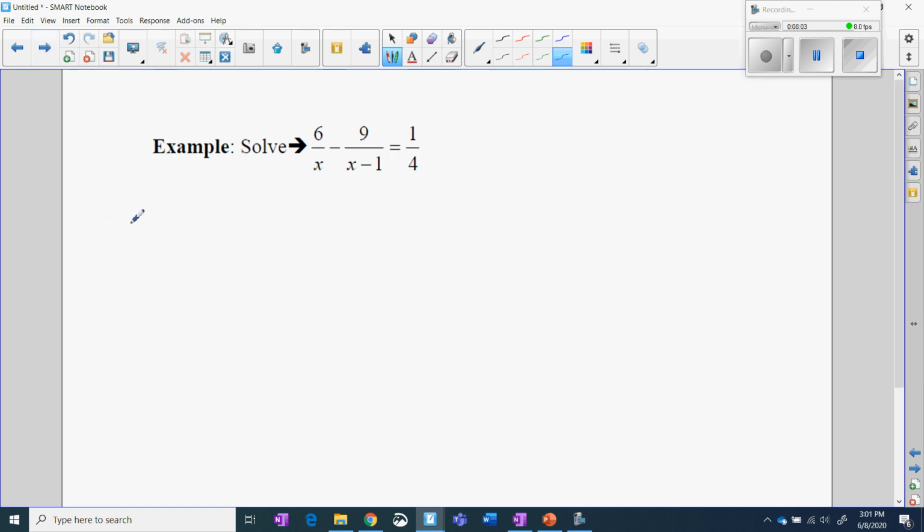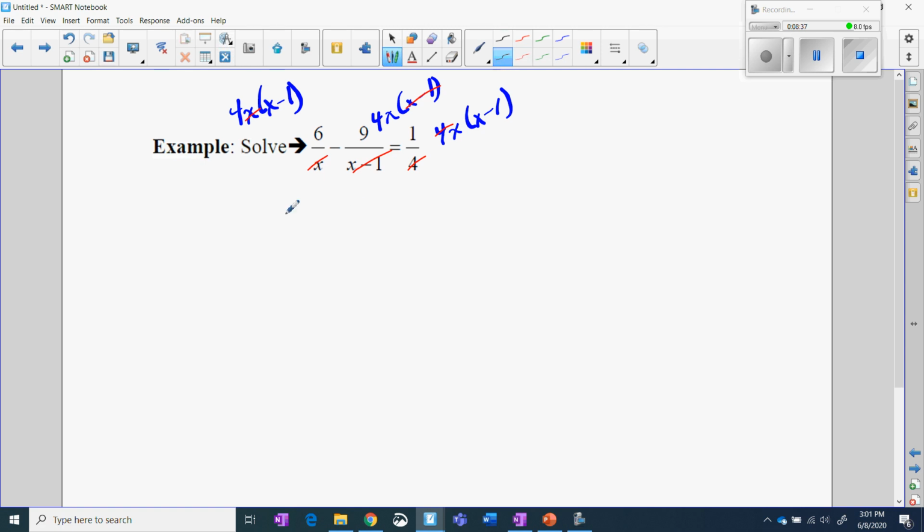Okay, let's have a look at this one. I have an x in the denominator here, I have x take away 1 here, and I have a 4 here. So to get rid of all of those at once, I'm going to have to multiply by 4x and x minus 1. Now let's see what cancels. This x gets rid of this x, this gets rid of this, and this 4 will get rid of this 4.